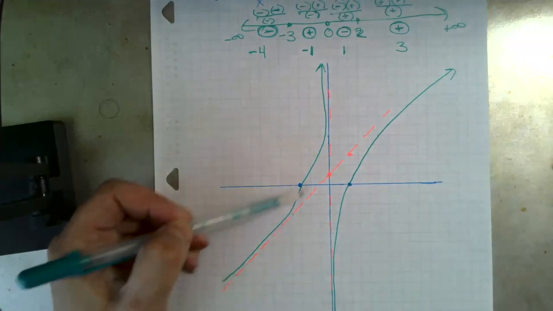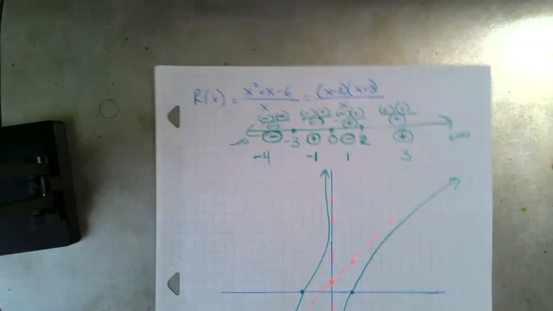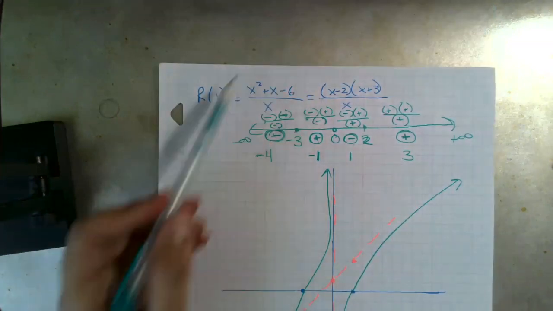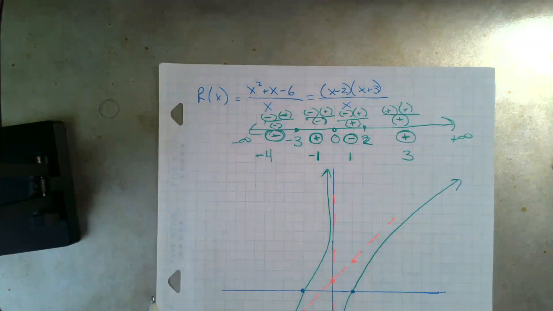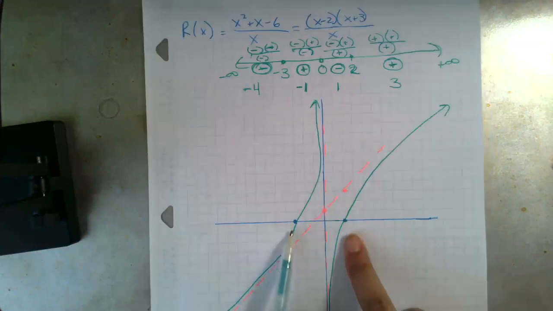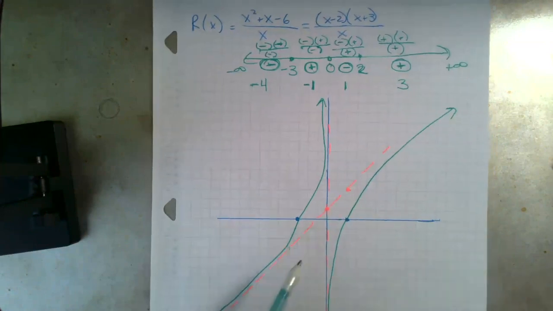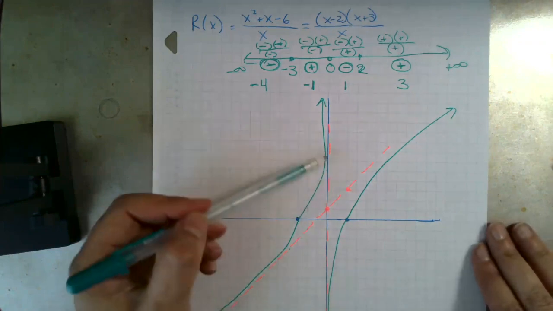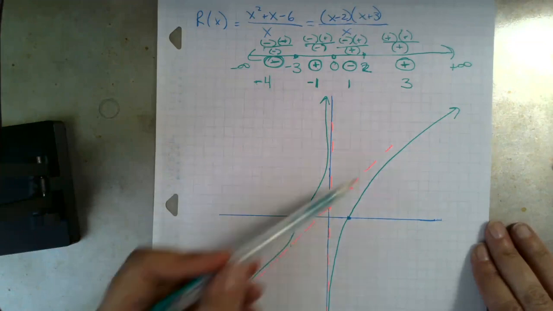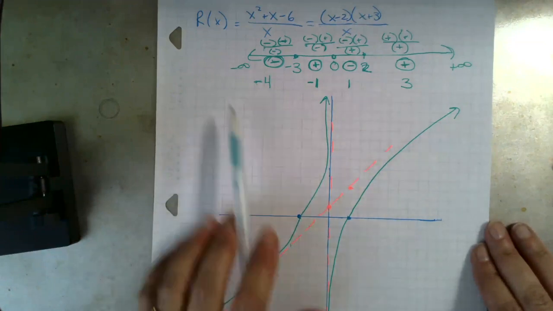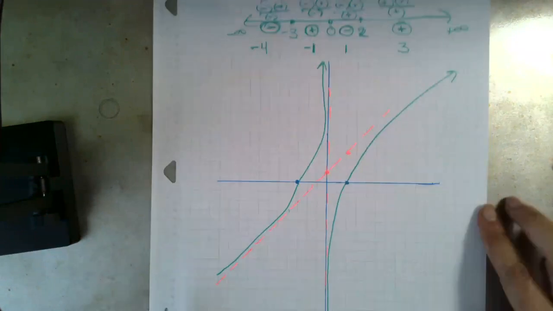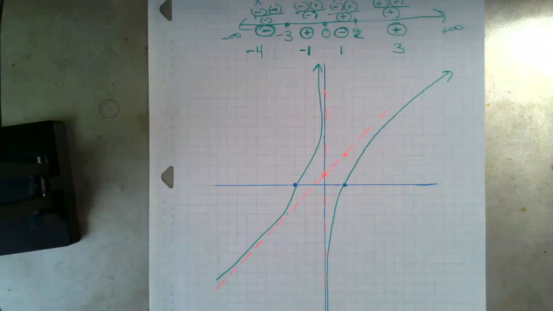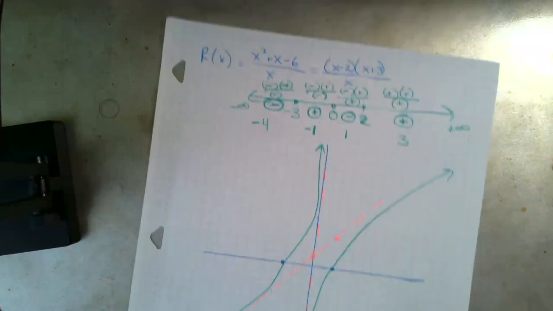I could have made this curve a little prettier here of this rational function. I did my x-intercepts. I did my y-intercept, which didn't exist. I did my vertical asymptotes, my oblique asymptotes, my sign test, and I came up with my sketch. Let's do it one more time.